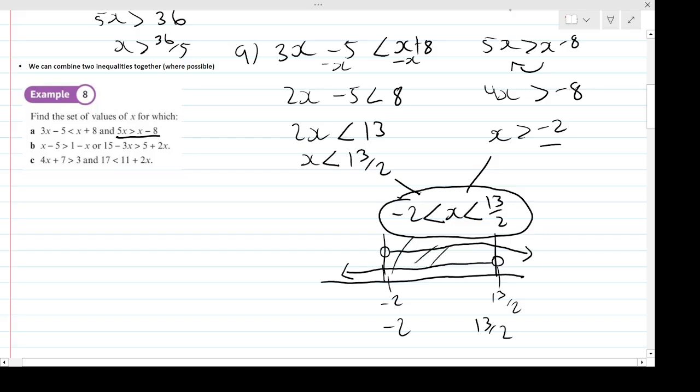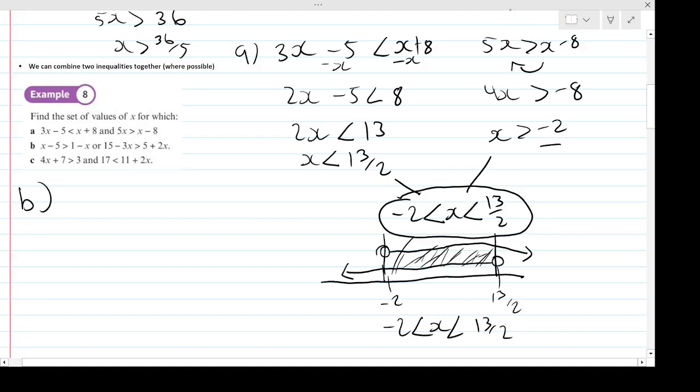Remember, where the two lines overlap each other, it means it's a solution to both inequalities. But obviously, because the circles are not filled in, it has to be strictly less than. Okay. So that's alternatively how you can visualize how you get the answer. Okay, cool. Part B then.